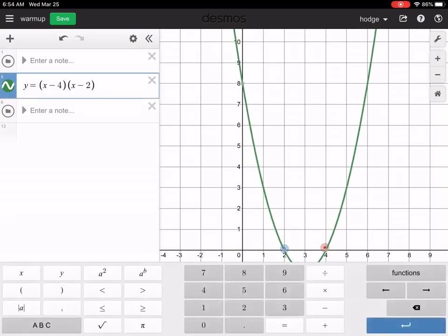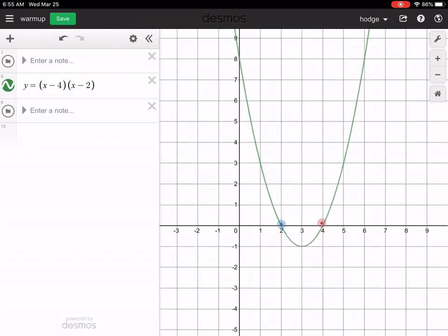If you plugged a 4 in for x, that first set of parentheses would be 0. The second set of parentheses would be 4 minus 2, which is 2, and if we multiply those together, we would get a 0 for the y value. Same sort of thing with the 2. If we plugged in each of the x's, we would get a y value of 0, so the x-intercepts are at 2 and 4.